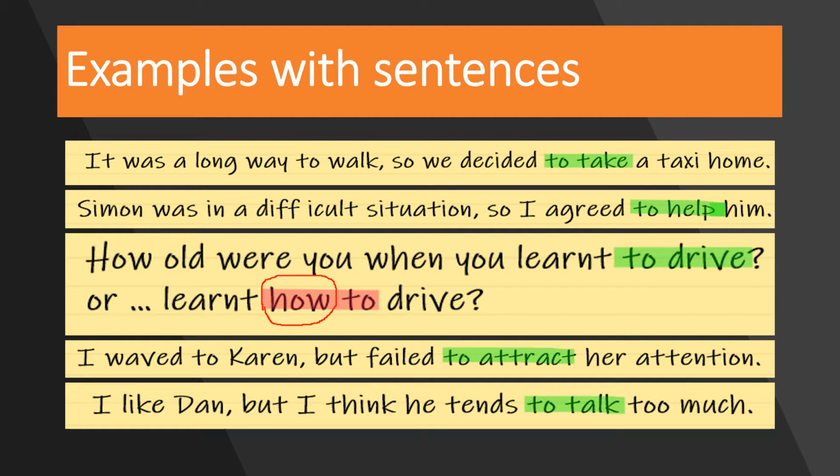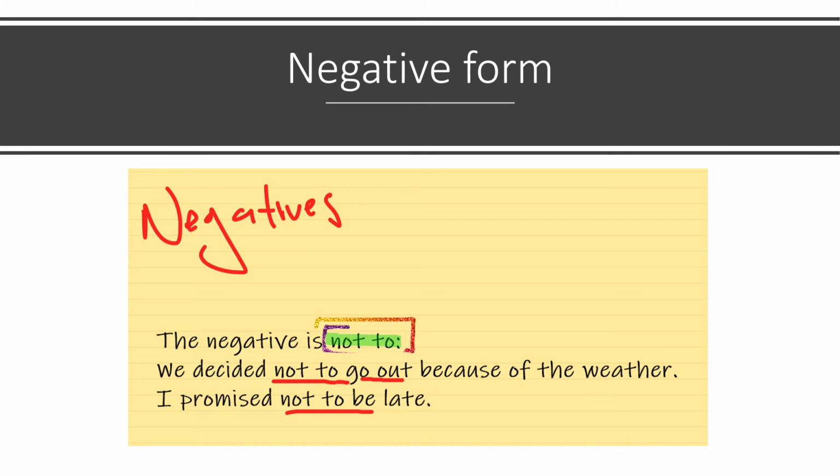So let's continue here. We have more things here. We have the negative form, and you have to be very careful, because the negative form is going to be "not to". It says here, for example, we decided not to go out because of the weather. I promised not to be late. So this is the way you have to use the negative form in the second verb, of course, using the full infinitive form.